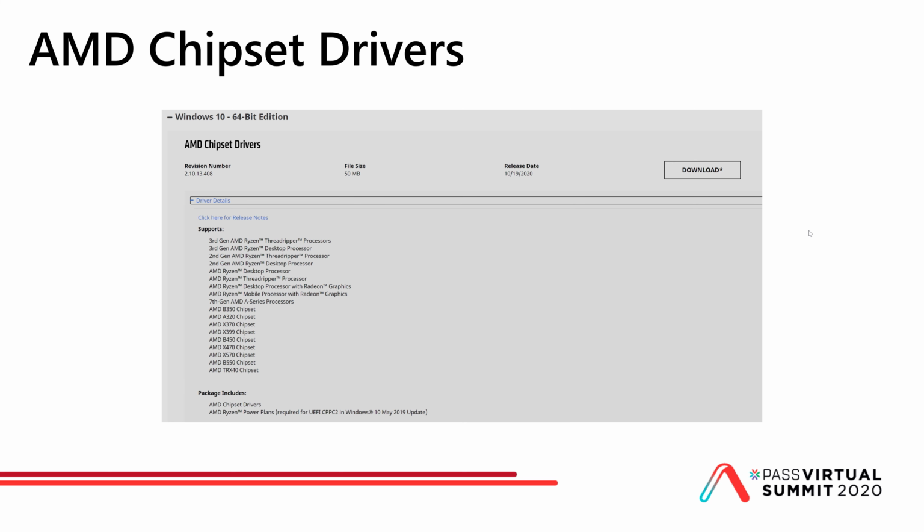And then this is what it looks like if you go to the AMD site and get the latest chipset drivers. And this is version 2.10.13.408 that was released on October 19th. And every 2 or 3 months, typically there's a new version of these. And sometimes they make big improvements here that are quite important. And unfortunately, they don't always specify all the improvements, but usually the word gets out if something is important or not.